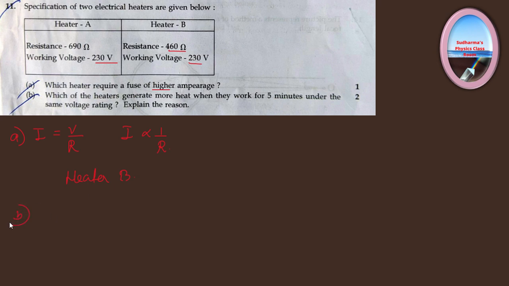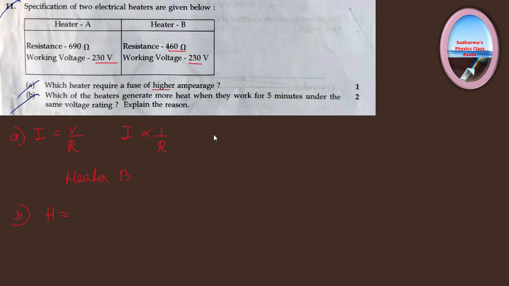Now, which of the heaters generates more heat when they work for 5 minutes under the same voltage rating? Explain the reason. We have the heat energy H equal to, I know the direct equation coming to your mind is Joule's heating, H equals I squared RT. We are not going with that equation here because the voltage is common and current is not given. Either you can calculate the current and find it out, but this is just a 2-mark question. You just need to explain it.